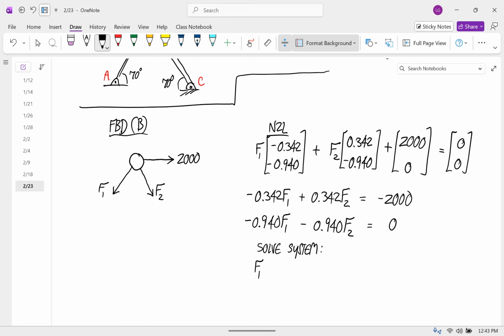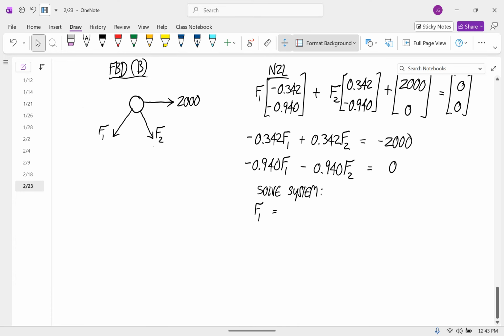is F1 is equal to 2923.8, and F2 is equal to negative 2923.8. Okay, so which one of these is in tension? F1 is in tension because its tension is positive, and F2 is in compression because it's negative.